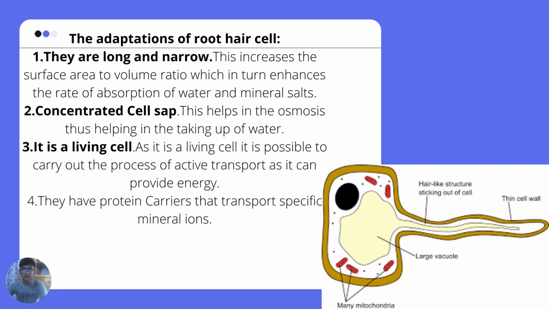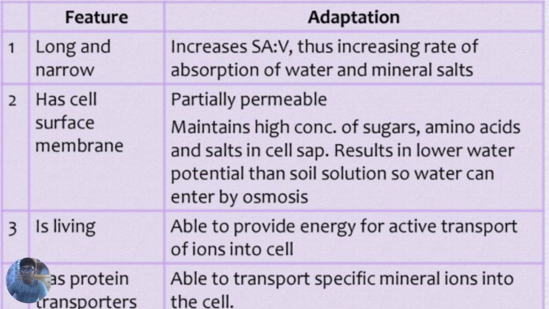And the third one is that it is a living cell. As it's a living cell, it is possible to carry out the process of active transport as it can provide energy. Now, why do we require active transport and osmosis? That will be discussed further in the video. And the number four adaptation is that they have some special protein carriers that transport specific mineral ions. Moving on, I have put all the features and their adaptations in a table, organized, so that you guys can take a screenshot if you want to.